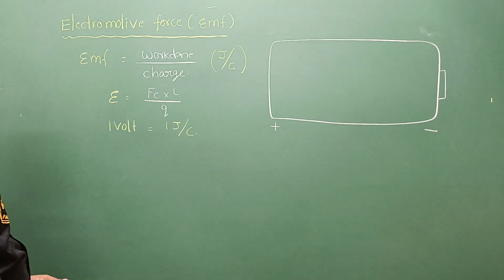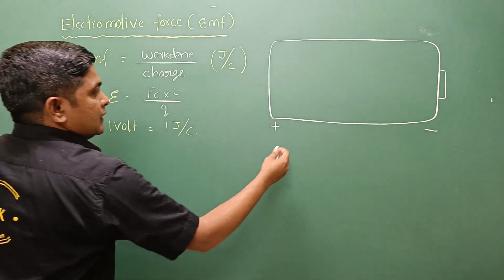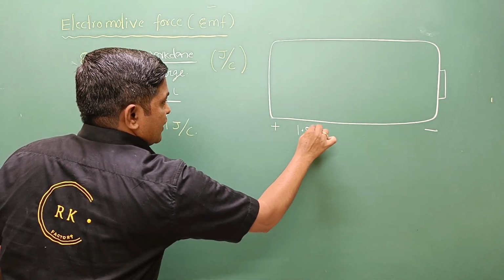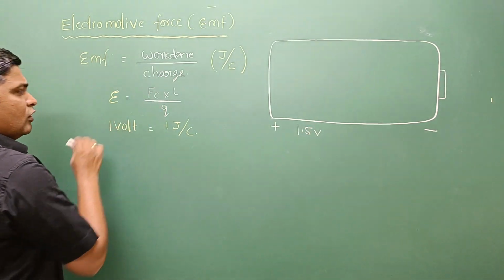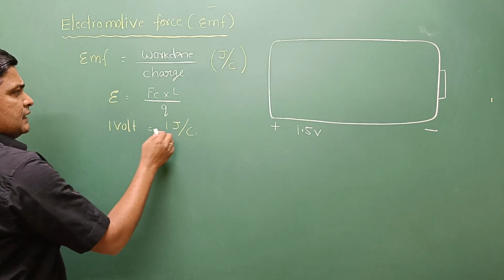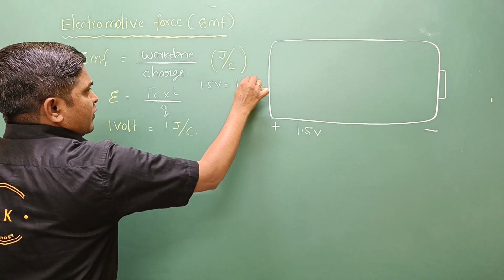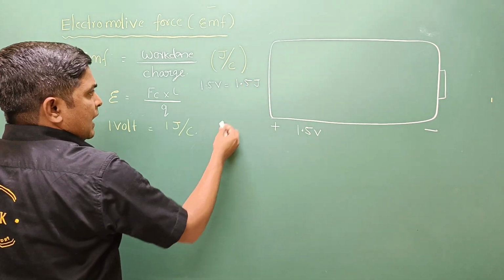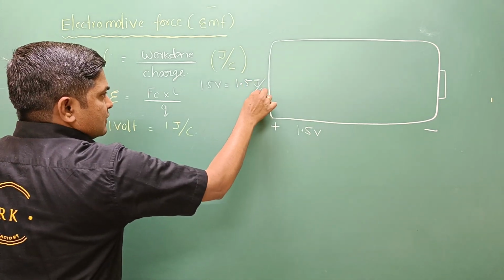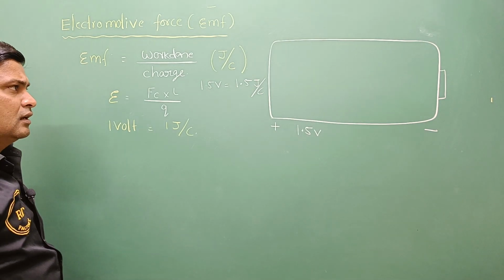So just now previously we have seen the battery rating as 1.5 volt. What is the meaning of 1.5 volt? You can understand here. 1.5 volt means 1.5 joule of energy has been consumed to transfer 1 coulomb of charge, right?